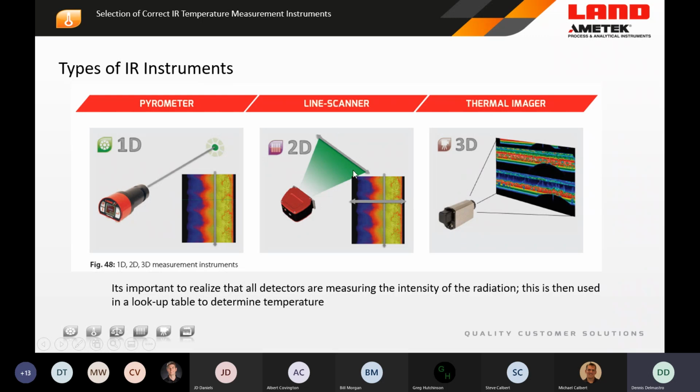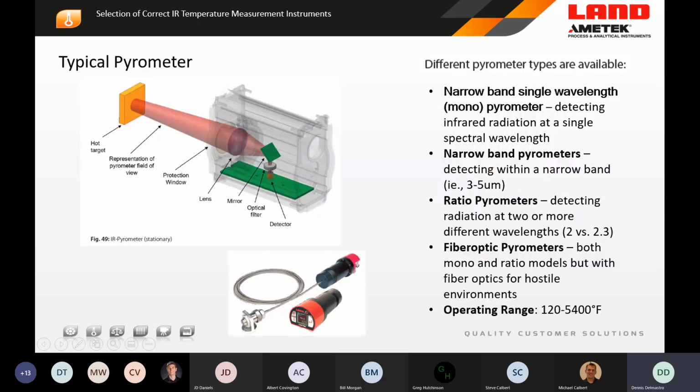Then you have line scanners, which are sweeping across in a line taking measurements. Well, that is a 2-dimensional type of system. And then you have the thermal imager, which is kind of taking like a movie screen of the thermal aspects of whatever you're looking at. We call that 3-dimensional. Now keep in mind that all of these have detectors in them. All those detectors are measuring the intensity of the radiation. That intensity is then used in a lookup table to determine the temperature of the object.